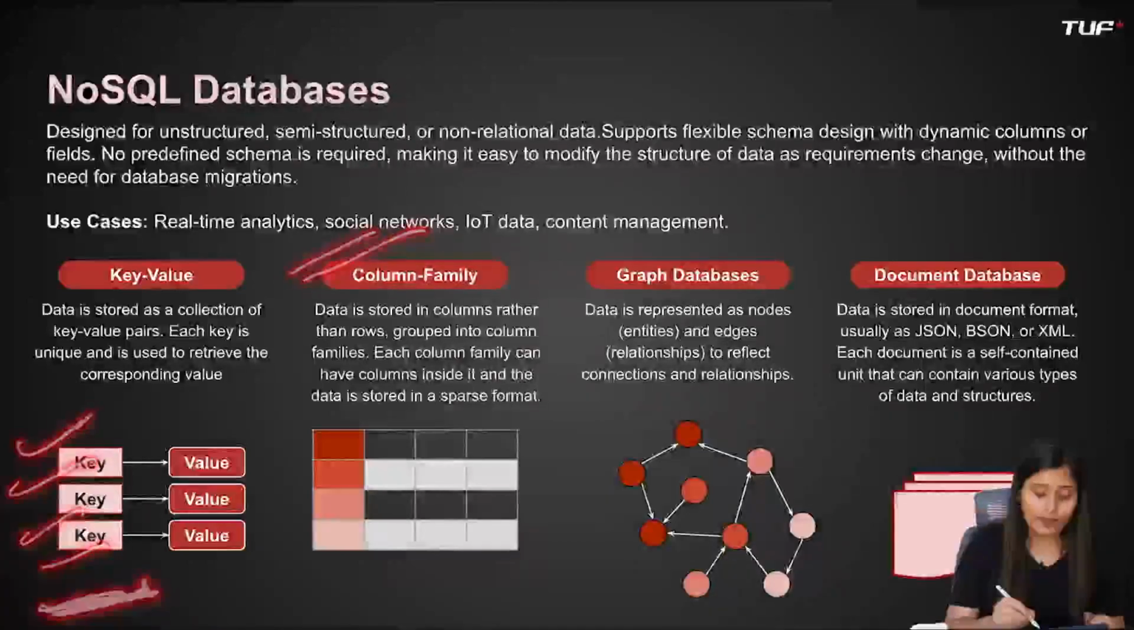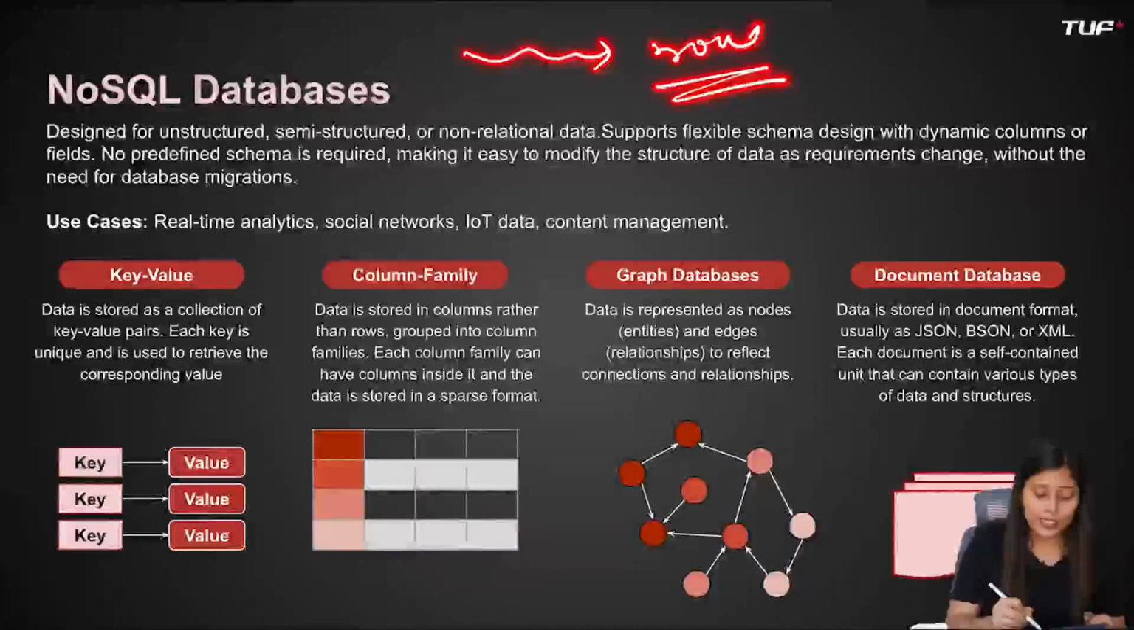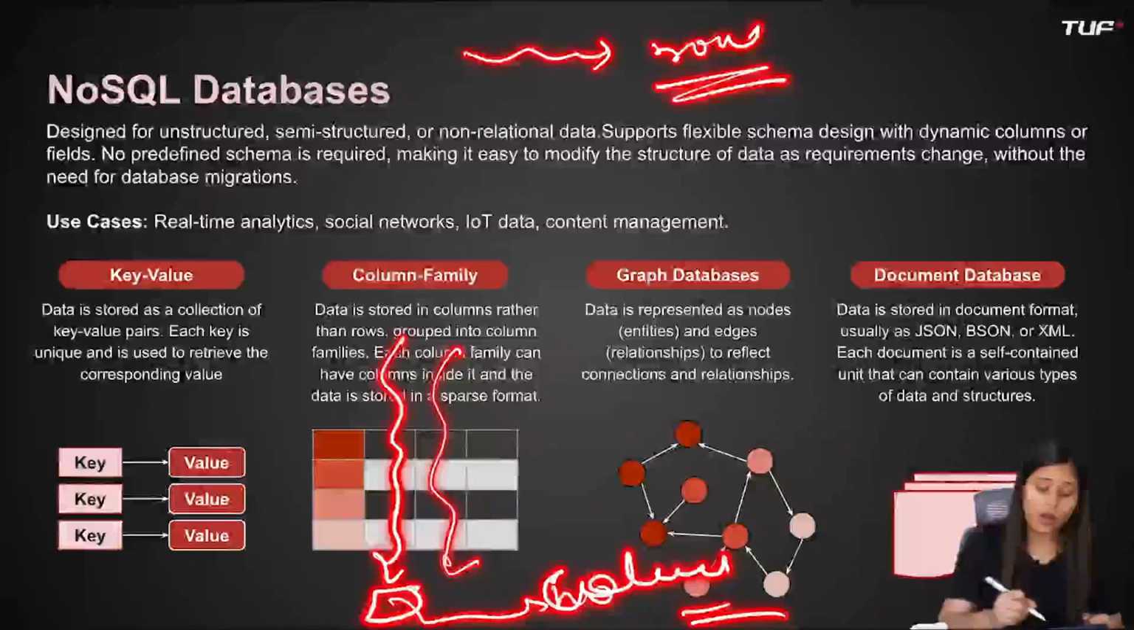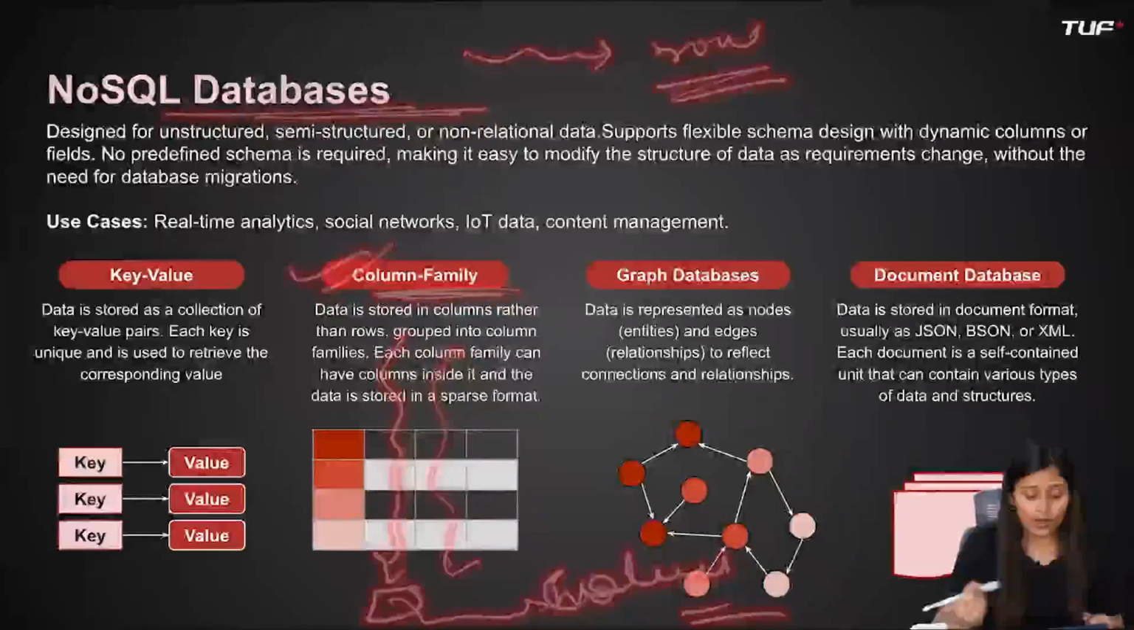Next is column family. Basically here data is stored in columns. Like how in a relational database we were storing our data in rows, here we will store our data in the column format. And for every column we have a nested column inside it. So that is how we store the NoSQL data entry as a column family.